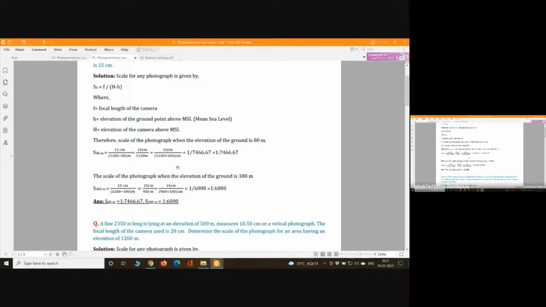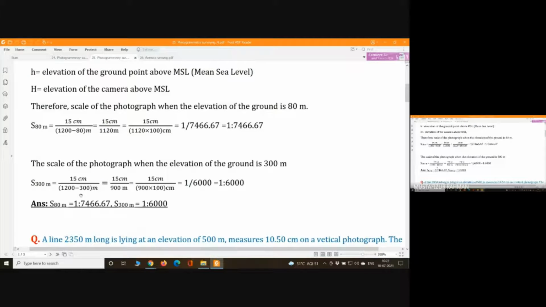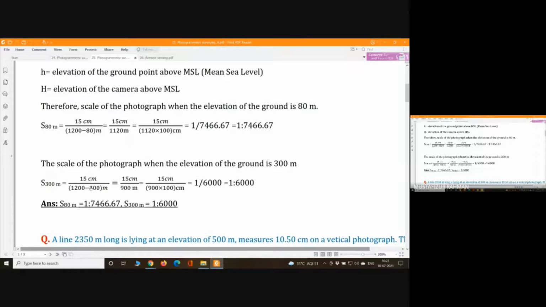For the one at 300 meter, focal length is the same because the same instrument is being used, and elevation of the camera point is again the same, but elevation of the ground point is changing. So only this 300 is going to change, and other things remain the same. We will do the correction for centimeter by multiplying the meter with 100, right? And then we get the scale here. So these are the two scales: one scale for elevation of the ground point at 80 meter, one scale for elevation of the ground point at 300 meter. Right?